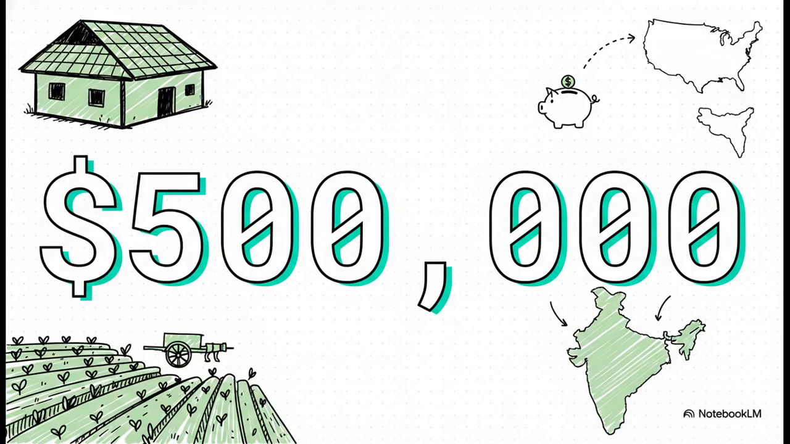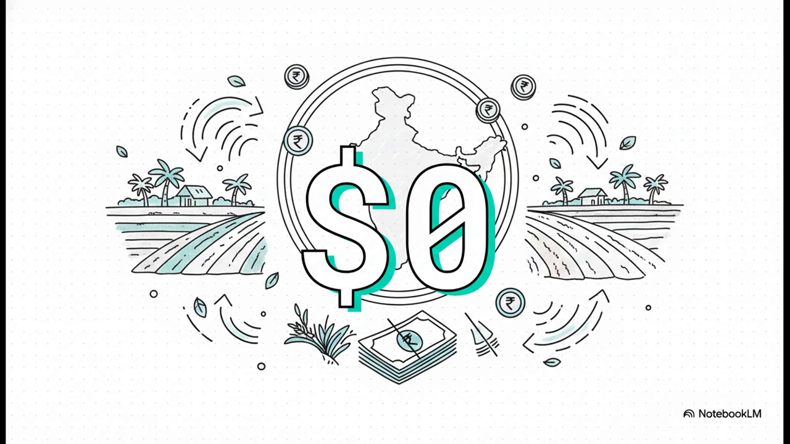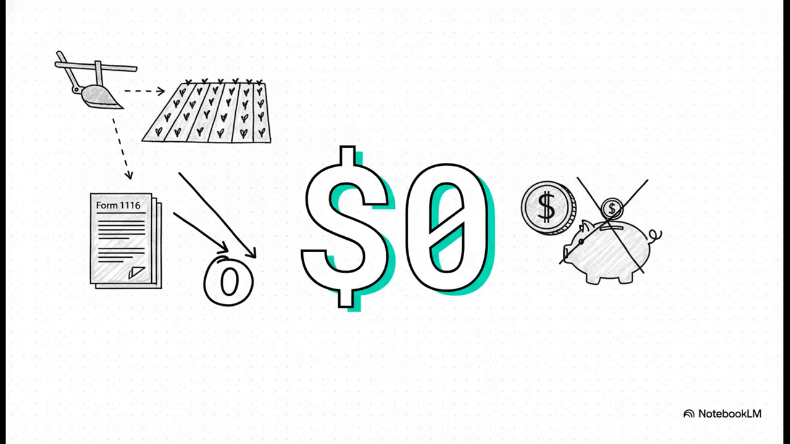Okay, let's use an example to see how this trap springs shut. Say a U.S. person sells rural agricultural land in India and has a gain of $500,000. Under U.S. law, that's a taxable capital gain, plain and simple. But because of that special exemption in Indian law, the capital gains tax paid to the government of India is exactly zero. Nothing.